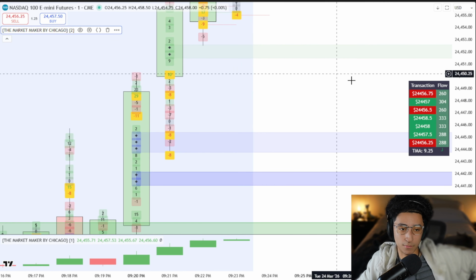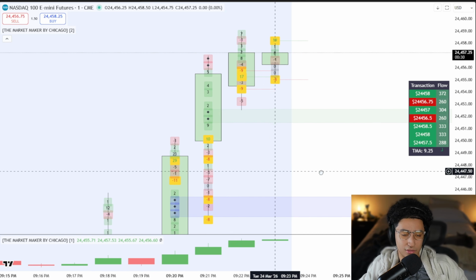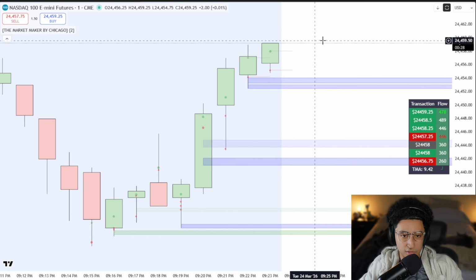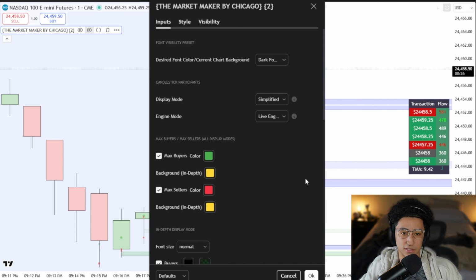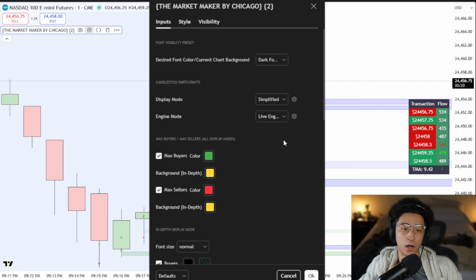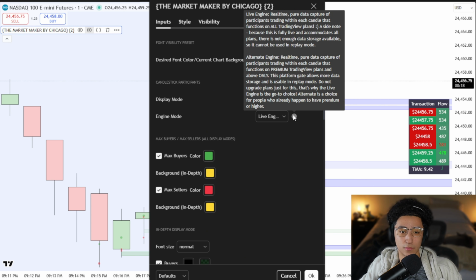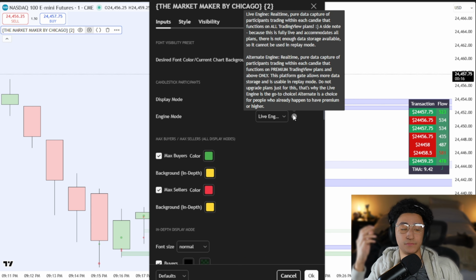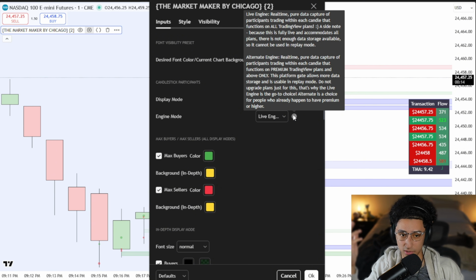So this is how you can, like I said, play around with it, test it, do what you need to do to make sure you're comfortable with everything. But as you can see, you're seeing all this information. You have your engine mode within here, which is basically the distinction between the live engine and then the alternate engine as well.